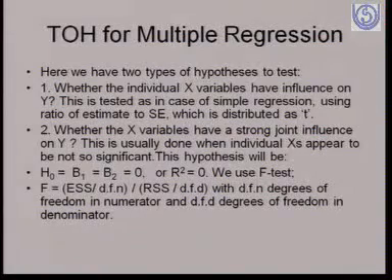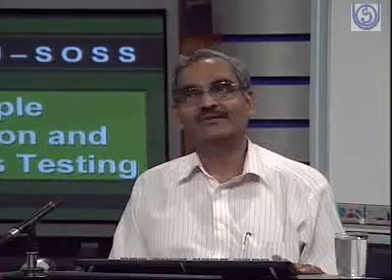Now since two variables are there, there can be a joint influence of the two variables also, and that also can be incorporated as a kind of null hypothesis. Here the null hypothesis will be B1 equals B2 equals 0. That means together these variables have no influence whatsoever. Here we can make use of R square. This amounts to saying that R square is equal to 0.